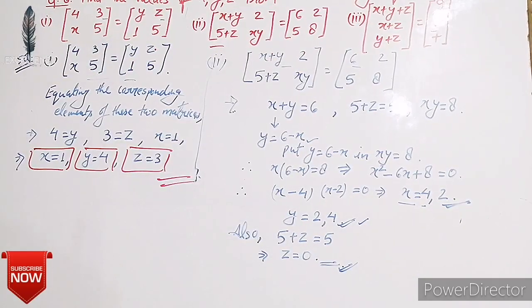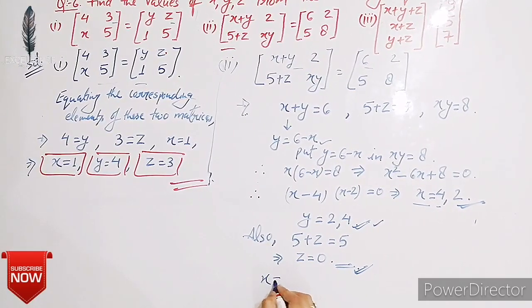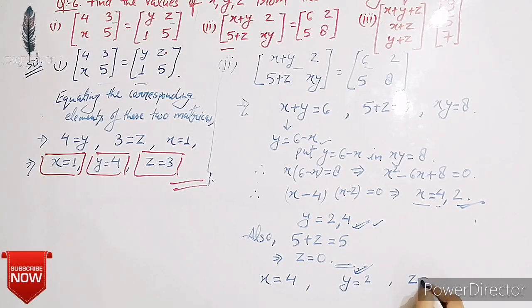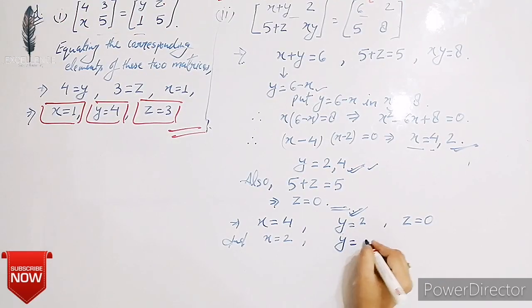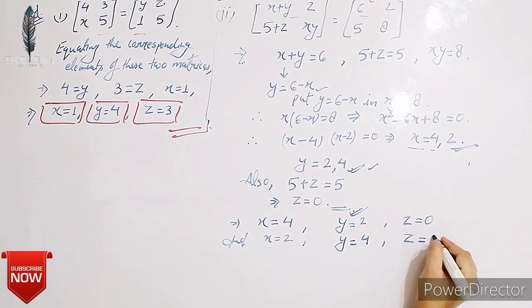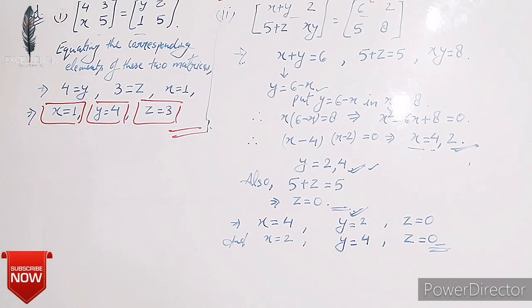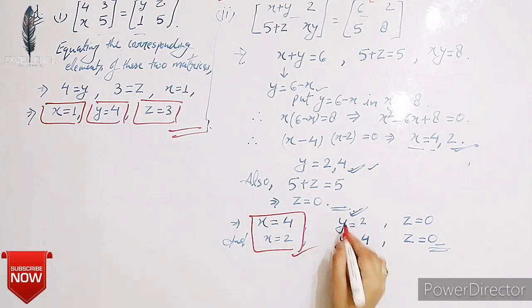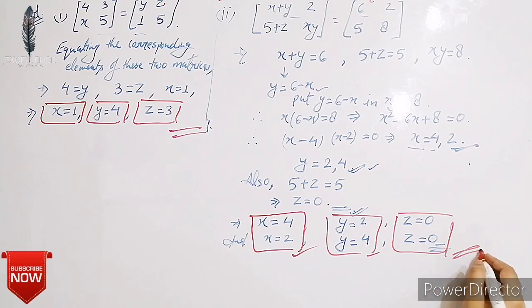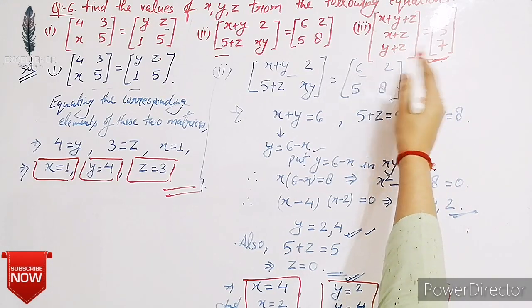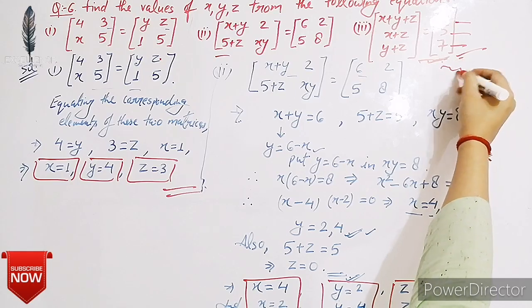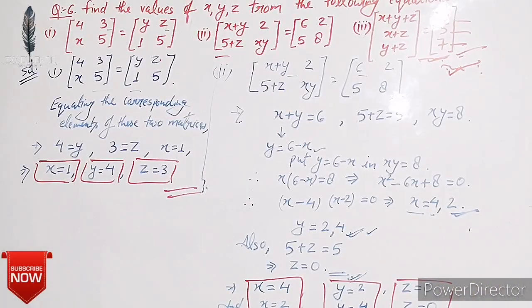Okay, so we have the values of x, y, z: x equal 4, y equals 2 and z equals 0, and another pair is, if x equals 2 then y equals 4 and z equals 0. These are the values of x, y and z. Okay, clear? Let's see. The third part is also the same, you can solve the third. Similarly, compare the corresponding elements and solve the equations. Okay, clear? Let's see the next question.